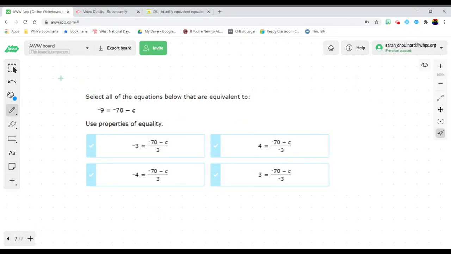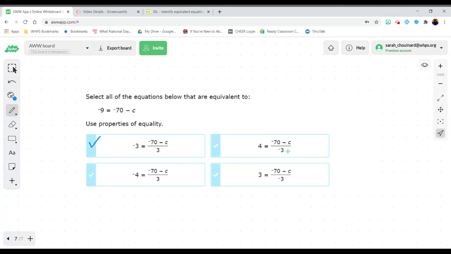All right, one more. So this one looks like another DPO problem. So let's see. In this problem, they divided both sides by 3. And negative 9 divided by 3 is negative 3. So we know that this is equivalent.